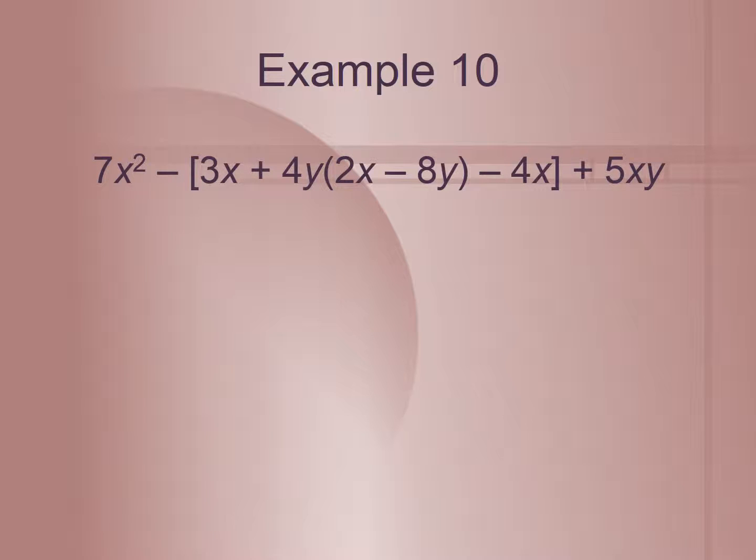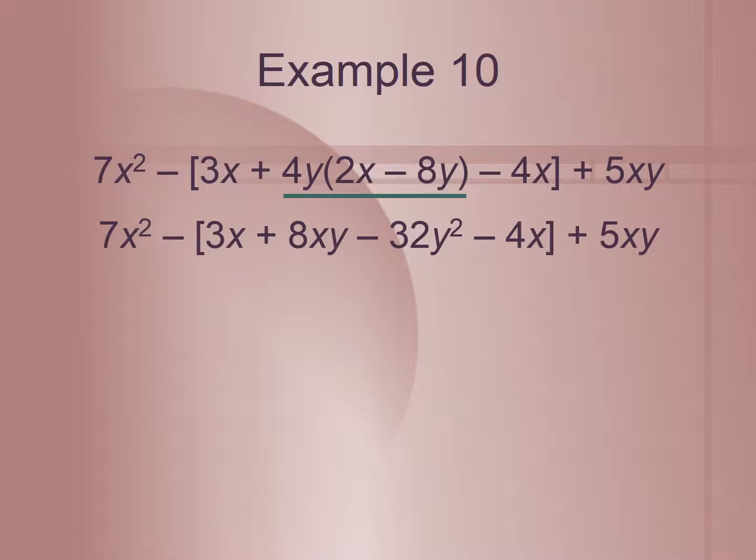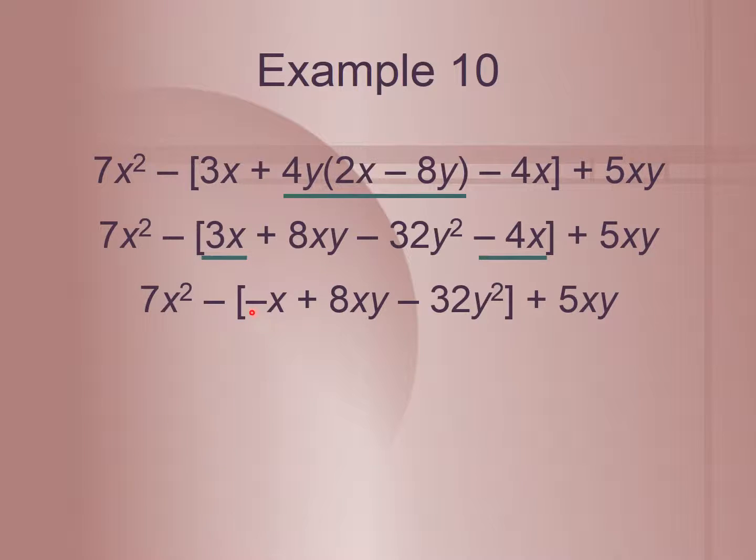Next example. So for this one, we kind of want to work our way inside out, right? Kind of like when we did order of operations. We want to work inside out. So the first thing we want to do is distribute this 4y. 4y times 2x is 8xy. 4y times negative 8y becomes negative 32y squared. So again, this is the first thing that I did, and I end up with this. Now I want to combine any like terms in this middle part. So this 3x and the minus 4x becomes negative x.